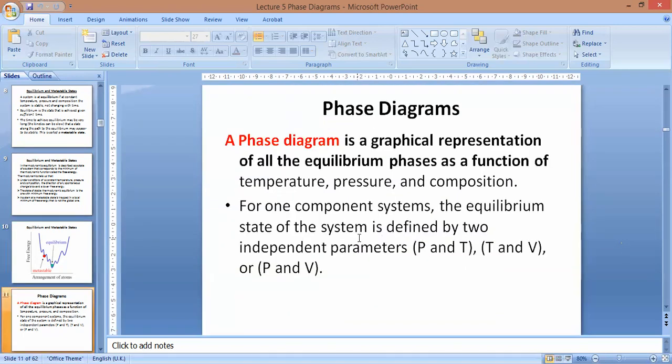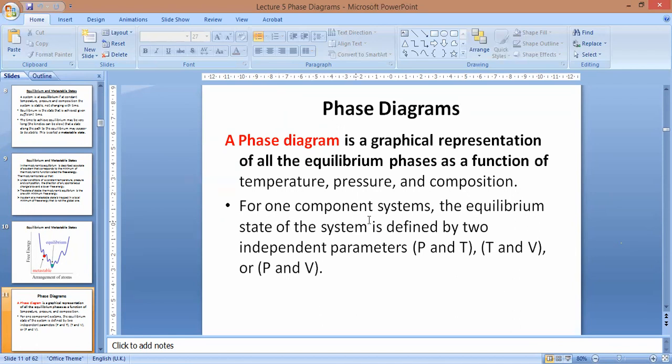So another definition here for a phase diagram: it is a graphical representation of all the equilibrium phases as a function of temperature, pressure, and composition. So going forward with our phase diagrams, we're going to assume that pressure is the same. Our main area of interest is going to be temperature and composition. The assumption is that the pressure is at 1 atmosphere.